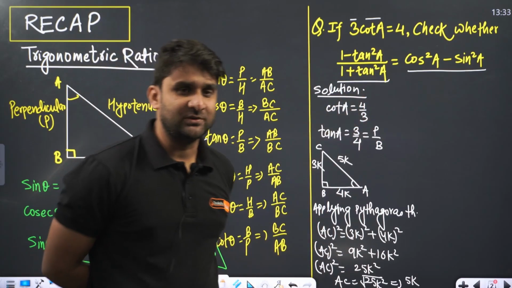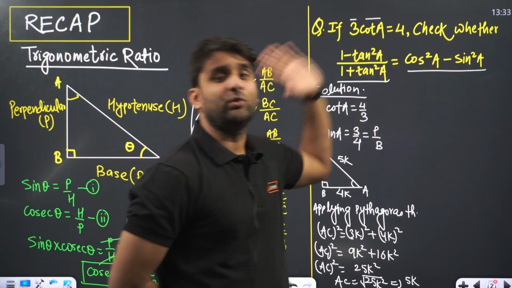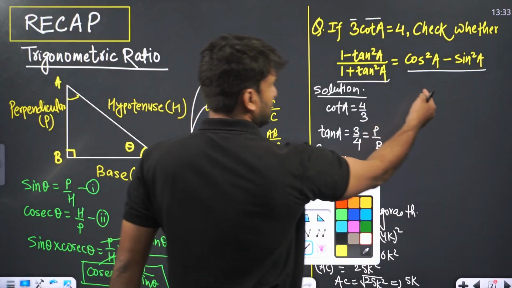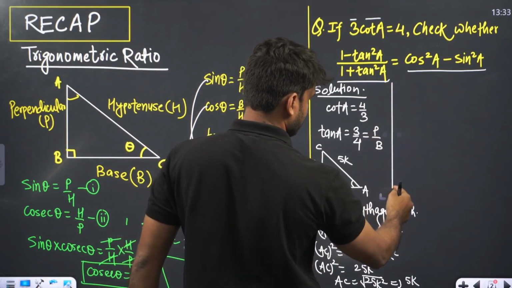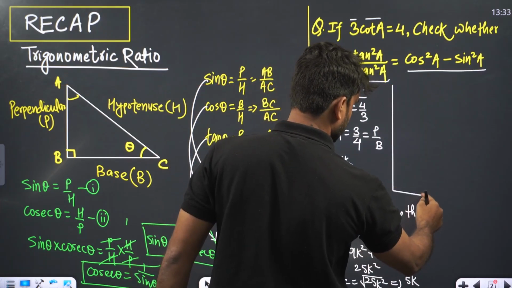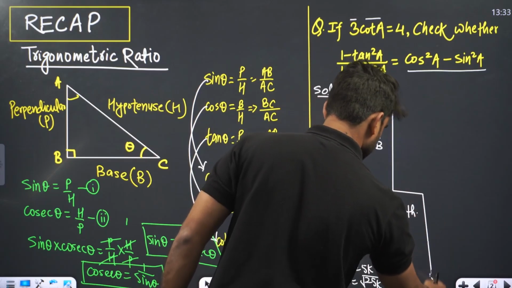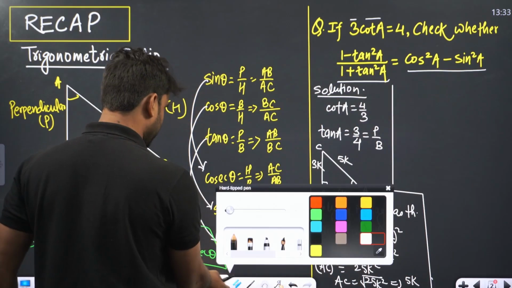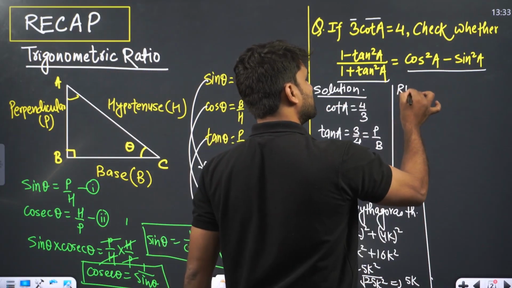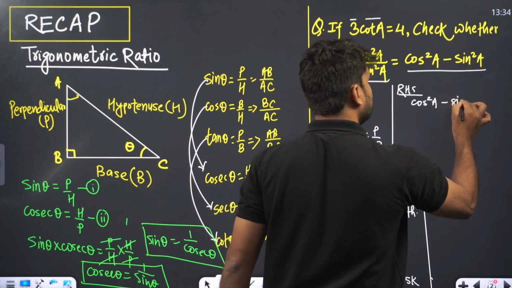Okay. Now let's move to the question. We have to prove, check whether RHS is equal to LHS or not. So let's draw a straight line. Now let's do one by one. So let's find out the value of RHS first. RHS is cos square A minus sine square A.